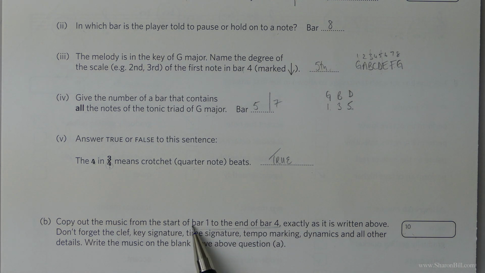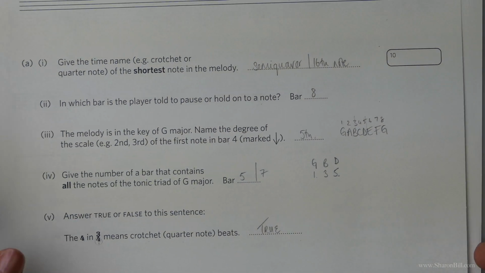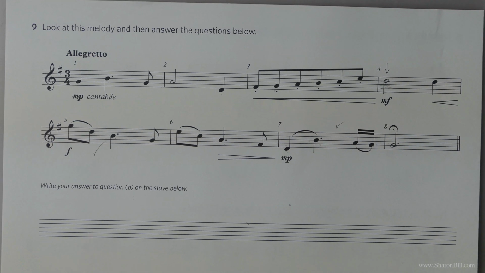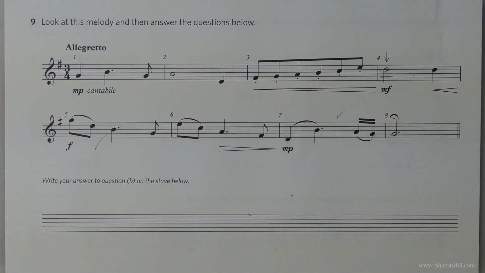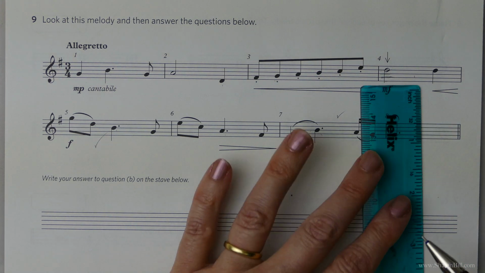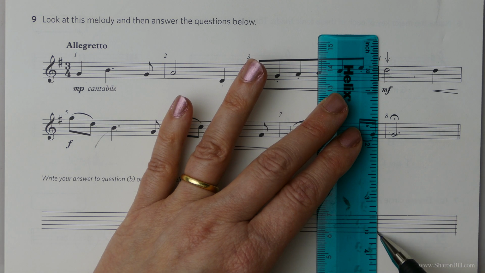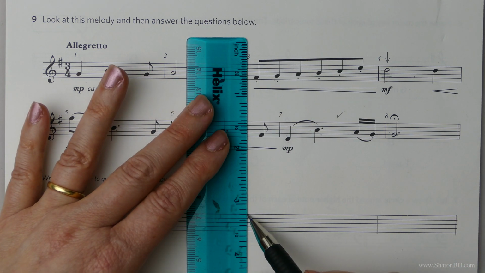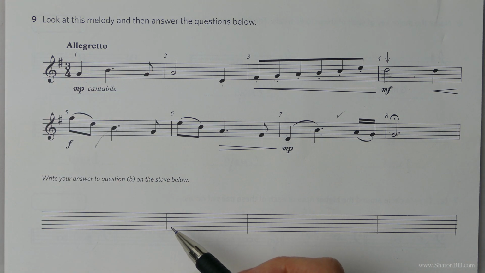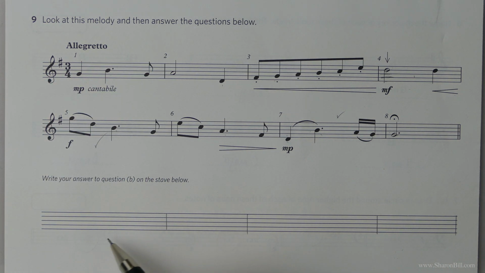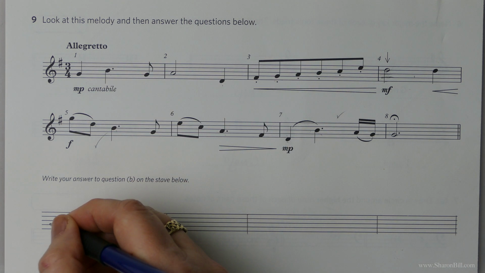So we're copying out from the start of bar 1 to the end of bar 4. So basically we're just copying out this first line of music. And so what I'm going to do, and I do recommend this, is I'm just going to align my bars to theirs, and I'm going to align all of the notes to theirs so I don't get lost and lose track on which one I'm on, and then I know I'm not going to run out of space and so on. I'll space it exactly as they've done.